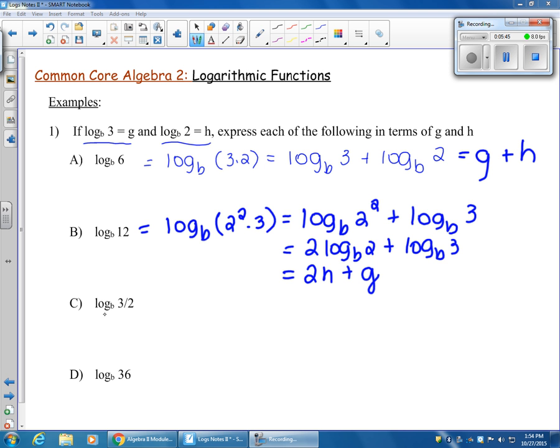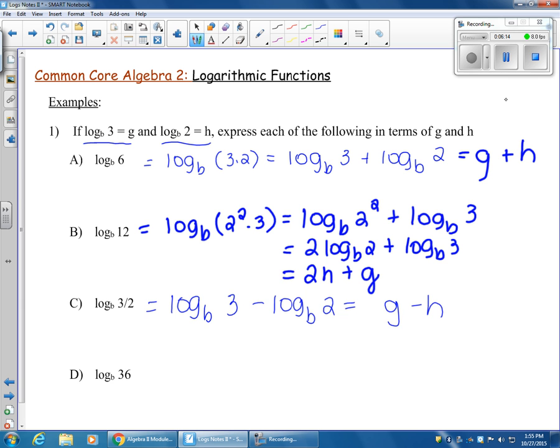Okay, next one, we have log base b of 3 divided by 2. So division, and it's already in 3 and 2, so we don't need to simplify it as far as like this, where we make 6, 3 times 2, etc. Division is subtraction, so that's log base b of 3 minus log base b of 2. Again, making your substitution. This equals g, this equals h, so we have g minus h.